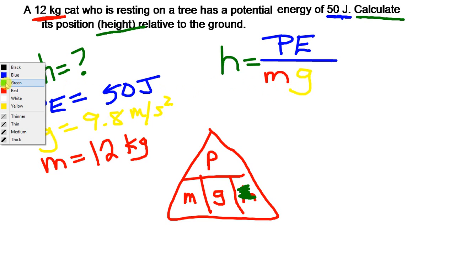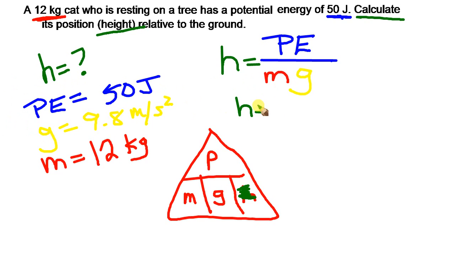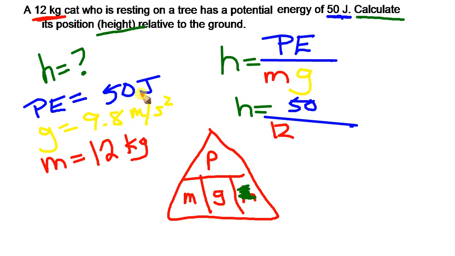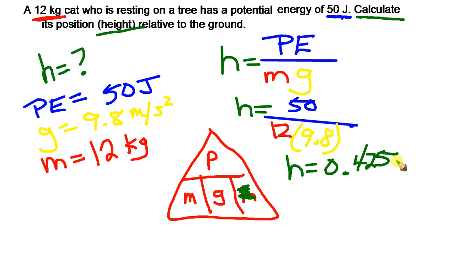Now it's time to plug in the numbers that I do know. I'm still trying to find H right now. My potential energy, though, we said was 50 joules. My mass was 12 kilograms. And the acceleration due to gravity is, like always, 9.8. So I'm going to type these numbers into my calculator, and I'm going to get that my height is 0.425 meters.